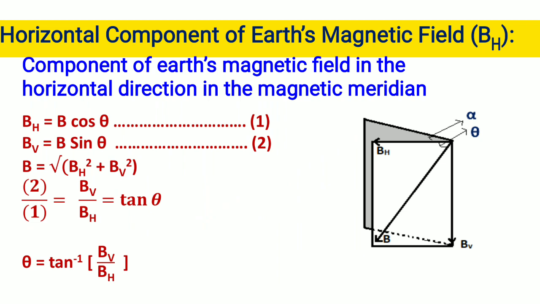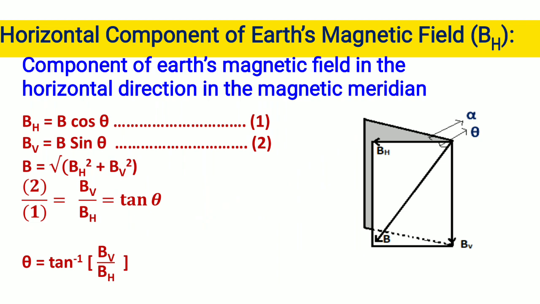As per the parallelogram law of vector addition that you already learned, the resultant B is equal to root of BH square plus BV square plus 2 BH BV cos theta. Here theta means the angle between BH and BV, not the angle of dip. The angle between BH and BV is 90, so cos 90 becomes 0, and only two terms remain. B is equal to root of BH square plus BV square. Then dividing equation 2 by equation 1, you get BV by BH equal to sin by cos, which is tan theta. So theta is equal to tan inverse BV by BH.